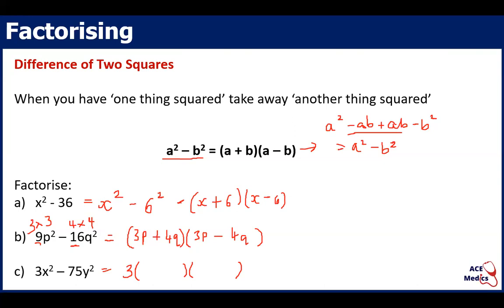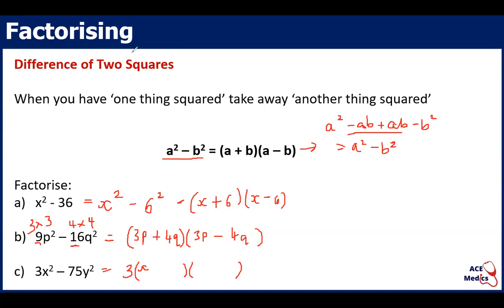Has anyone got an answer yet? Cool. So if we take that 3 out of the brackets, then we are going to be left with an x. And if we've taken it out of the 75 as well, we're going to end up with 25.